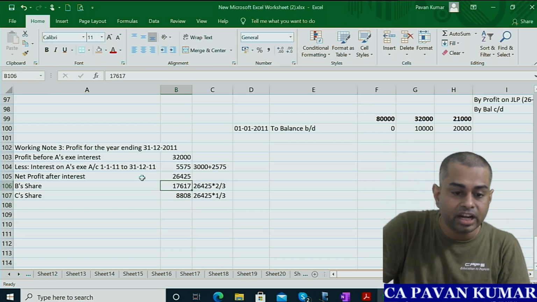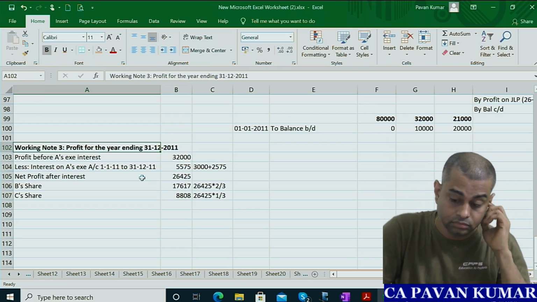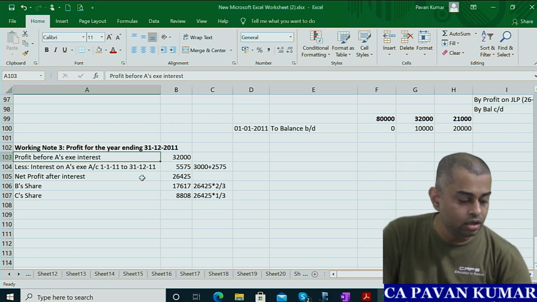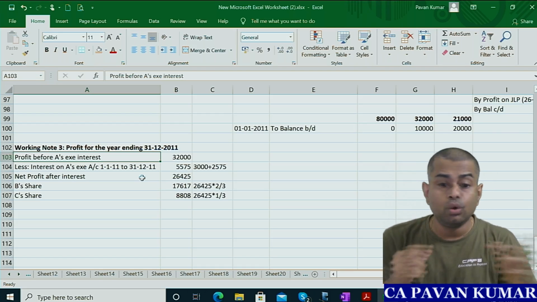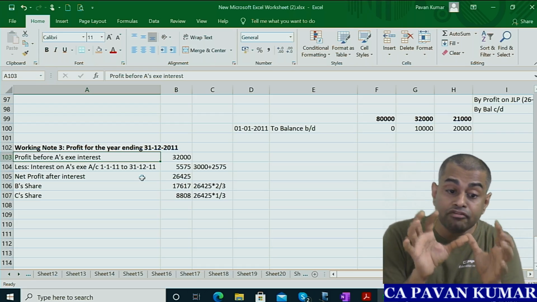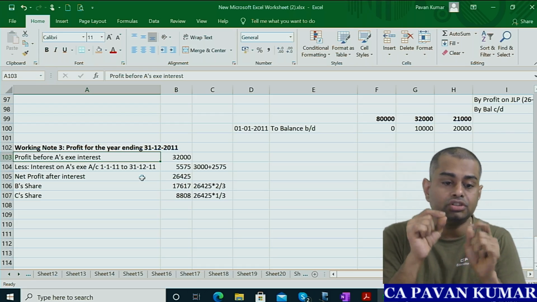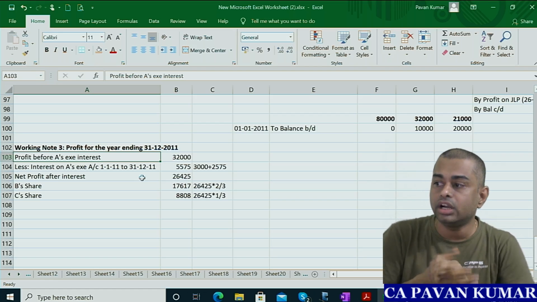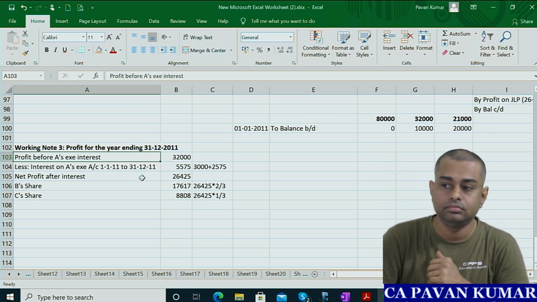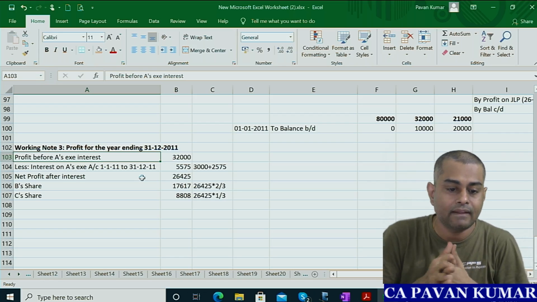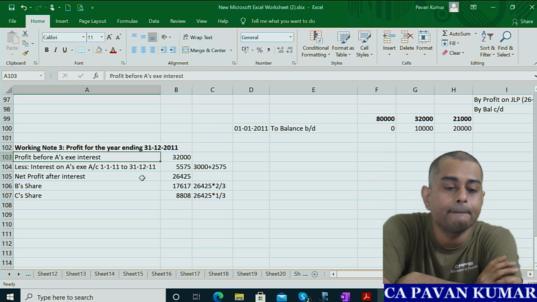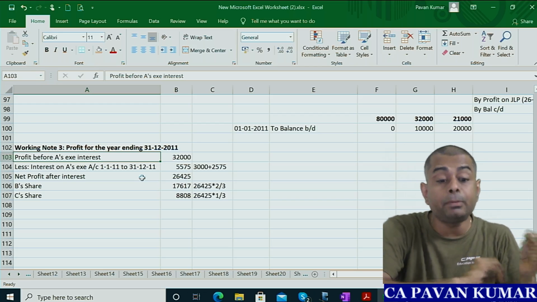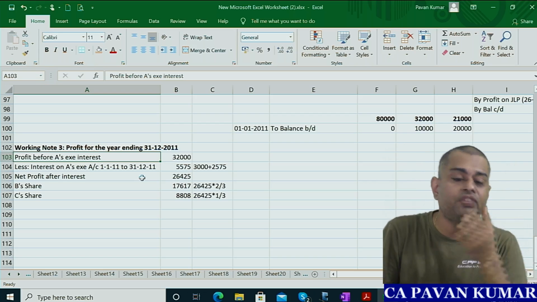So you understand this working note 3. Working note 1 we have done for goodwill. Working note 2, revaluation profits. Working note 3, calculation of profit for the year 31/12/2011 and distribution between B and C. You understand? Okay, now we will prepare the current account of partners for this period.